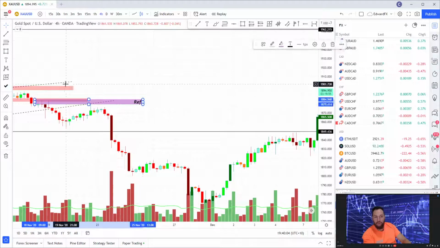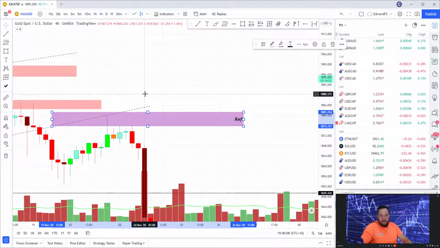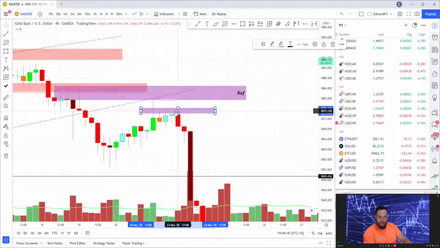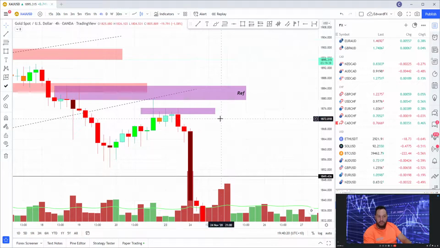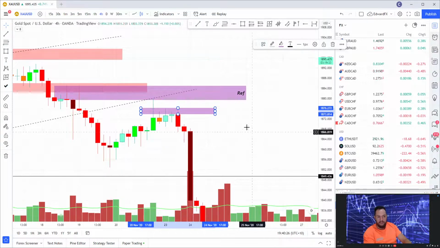or we might be able to find a more refined area on the lower time frames. But we do get this little wick up here for another rejection of the reference zone, and then we get another rejection here. Now these rejection wicks are big because they're on the 4 hour. So the data on the 4 hour is very significant.